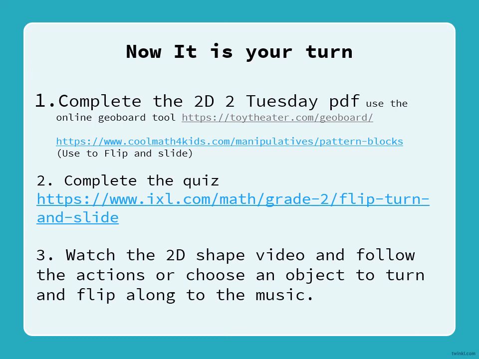So another option is just to cut out the shapes or ask an adult to help with cutting out the shapes if needed, but I'm sure you guys can handle that, and then see what happens when you flip and slide. Okay, number two, complete the quiz. So this is just a little quiz on flipping and turning and sliding. And finally, number three, watch the 2D shape video and follow the actions or choose an object to turn and flip along to the music.